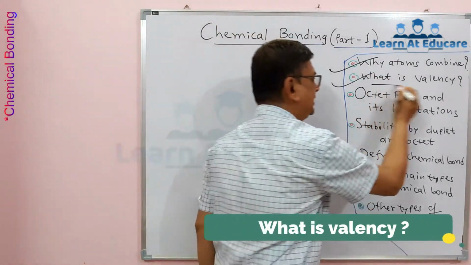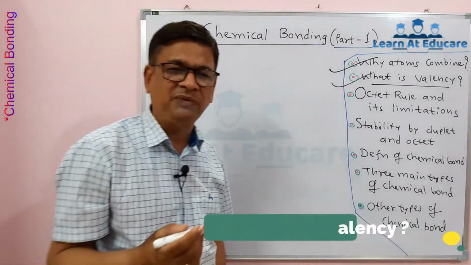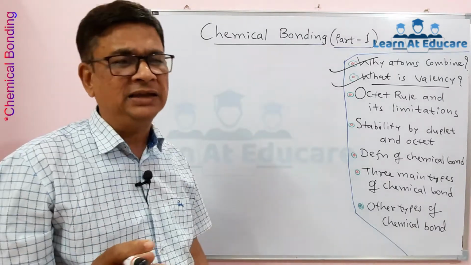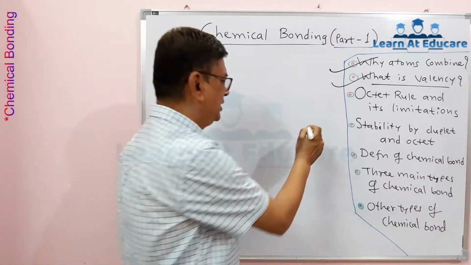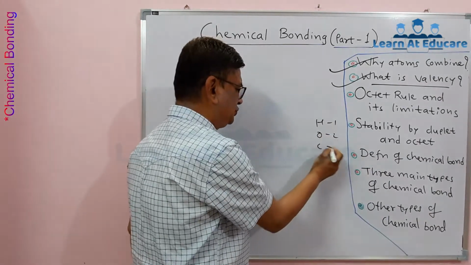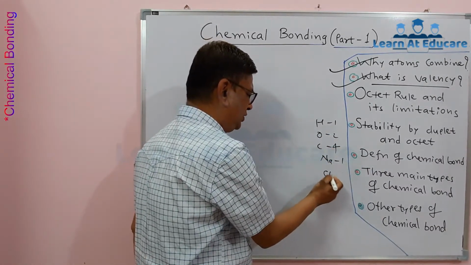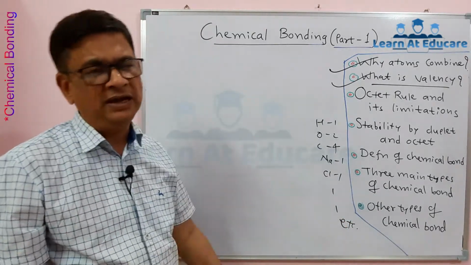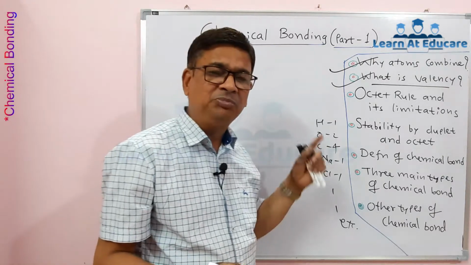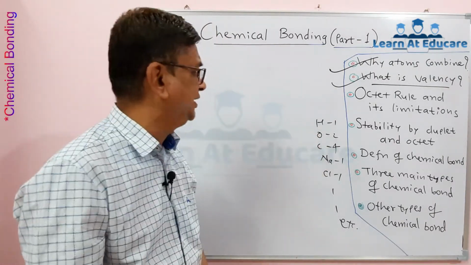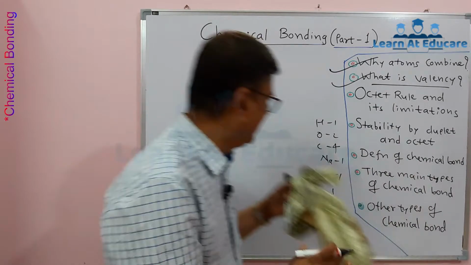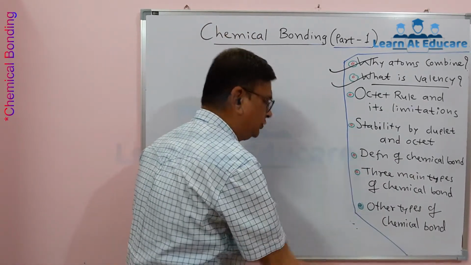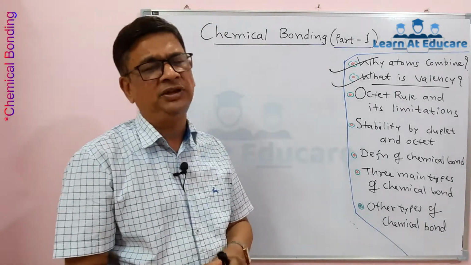What is valency? That is the combining capacity, as we have seen in the previous video. That is, one atom of the element can combine with how many other atoms. As we know, for example, hydrogen valency 1, oxygen 2, carbon 4, sodium 1, chlorine 1, etc. These are the respective valencies of those elements and they represent their combining power or capacity. So, one atom of an element can combine with how many other atoms, that number is called valency, and that is related to chemical bonding.